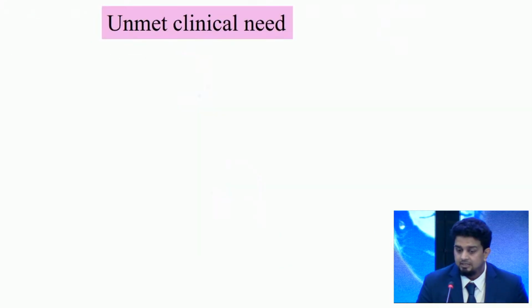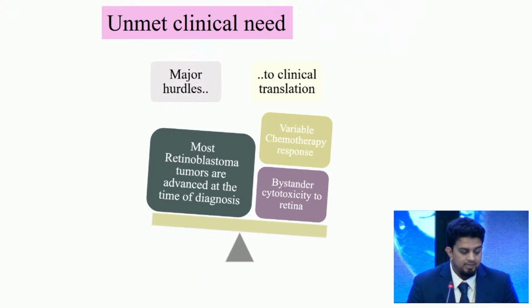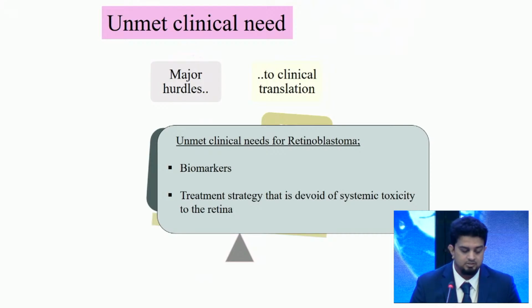So the unmet clinical need here: the major hurdles the clinic faces are that most retinoblastomas are advanced at the diagnostic stage, and they also pose variable chemotherapeutic responses. These chemotherapeutic drugs also cause bystander toxicity to the surrounding retinal cells. So we understand that the unmet clinical needs of retinoblastoma involve a biomarker which can predict disease severity, and also a treatment strategy that is devoid of systemic toxicity to the retina.